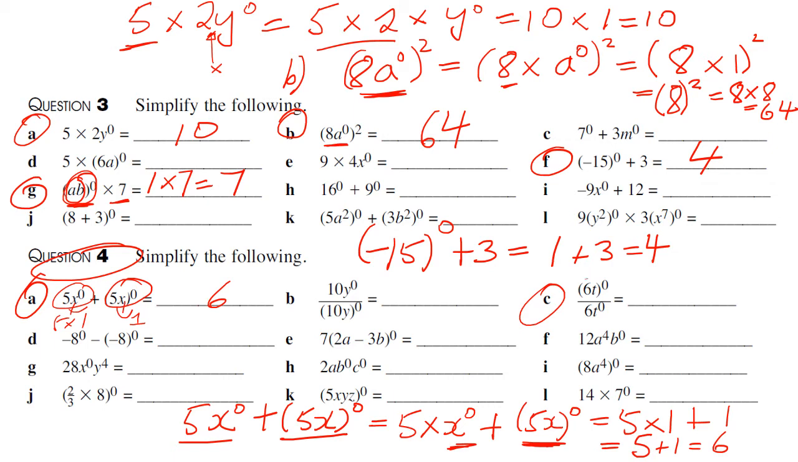What would the top become? You can see the bracket applies to the whole thing, which means the whole top becomes 1. The bottom is 6 times t to the power of 0, so it's 6 times 1, which is 6. So the answer is 1 over 6. Okay? You should be able to have a go at the rest.